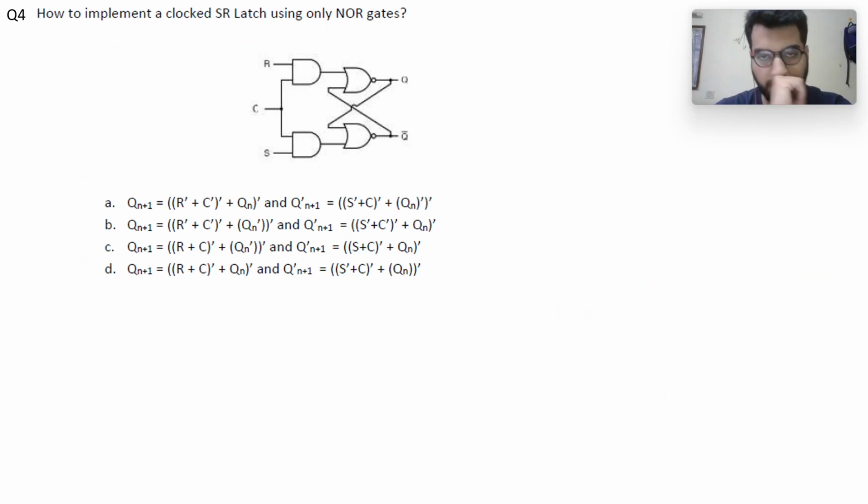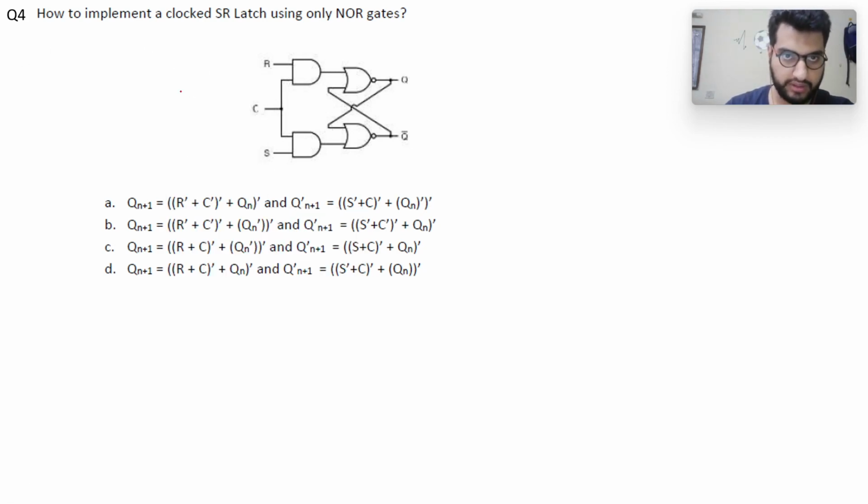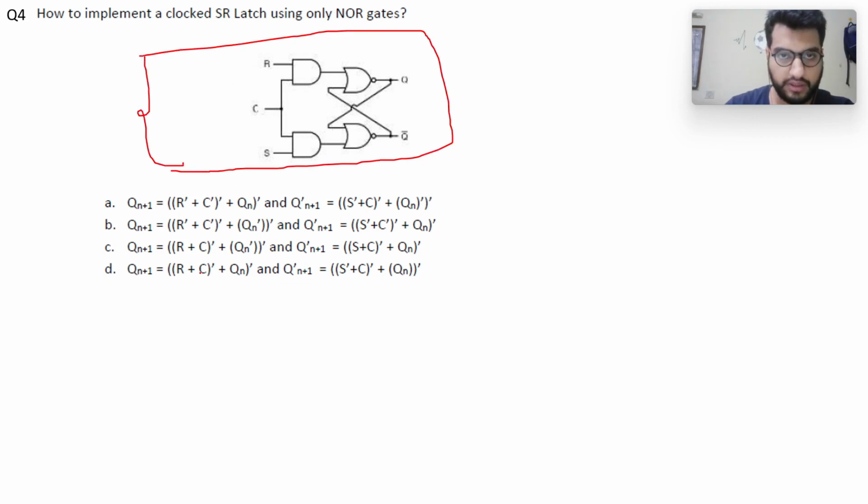So using only NOR gates. The available gates that we have are NOR gates, and we have to implement the clocked SR logic. So what is this clocked SR logic? We have to implement this circuit using only NOR gates. So let's just write the output equation of this clocked SR gate.